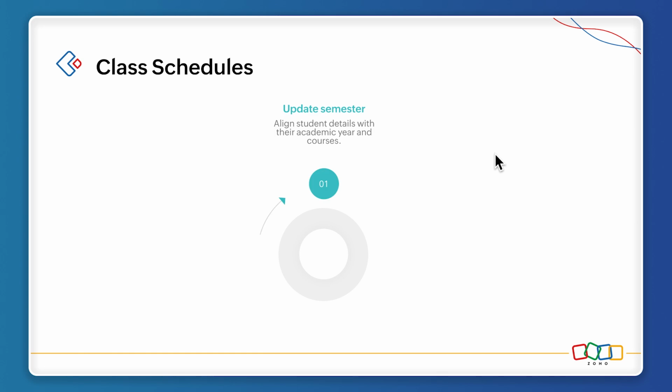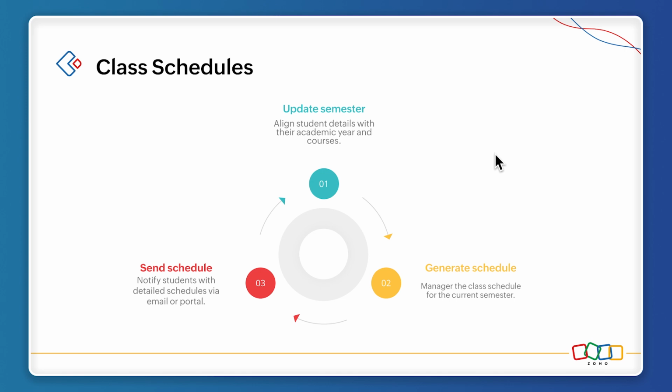As I said before, for each and every academic year, the semester details vary depending upon the academic year the student has enrolled for. So we have to update the semester information, and depending upon the semester information, we will schedule the classes. That is, we will generate the schedule, and once the schedule is generated, we will send the notification to the students either via email, or the students can log into the portal that we are going to provide them, and from the portal the students can see the class schedules which have been allocated to them. So this is how we are managing the third module, class schedules.